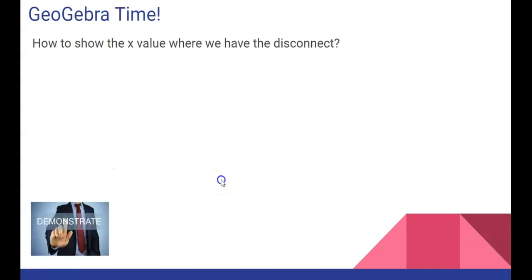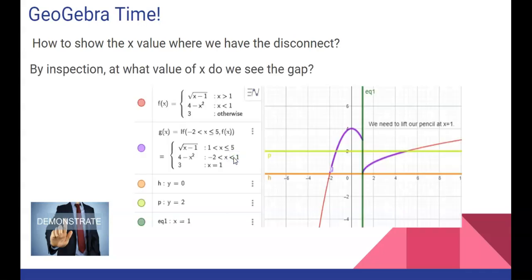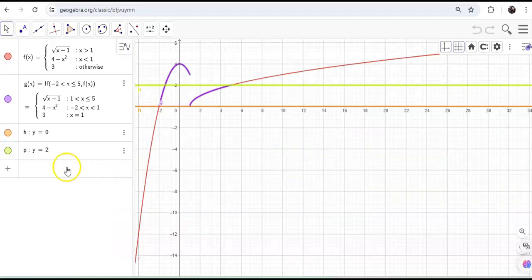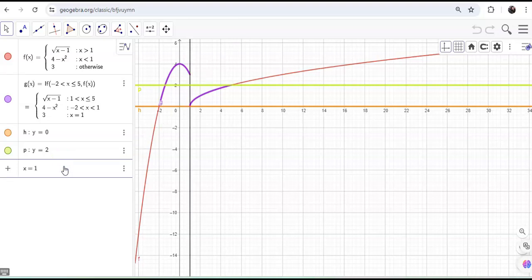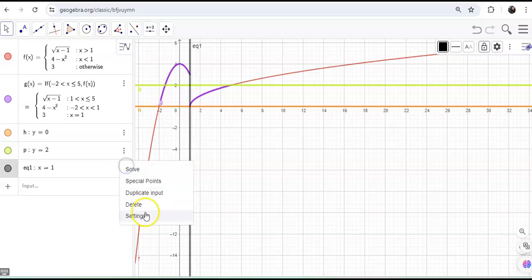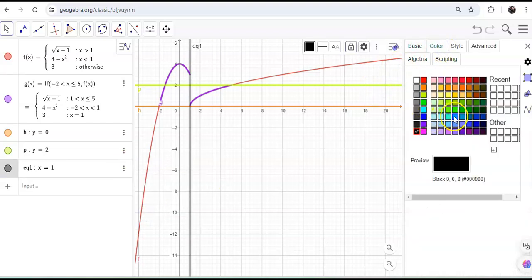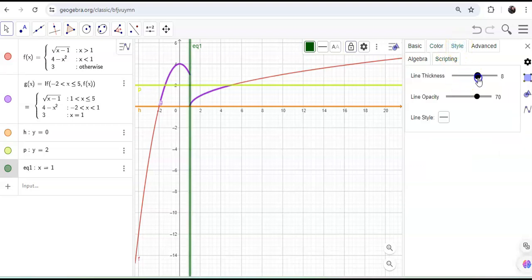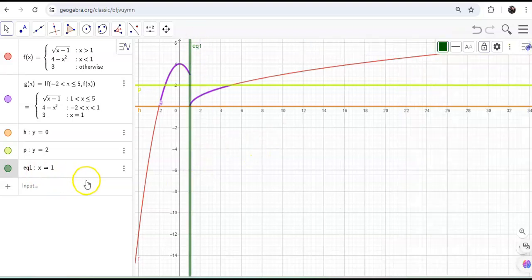Okay, so how do we display the x value where there is discontinuity? So by inspection, at which x value do we observe a gap? Okay, you have the gap here at the green vertical line, right? Yes, it's at x equal to 1. So we are just going to type x equal to 1. And then we can change the color. Okay, we can have a solid green. Okay, so at x equal to 1, then we have the discontinuity.